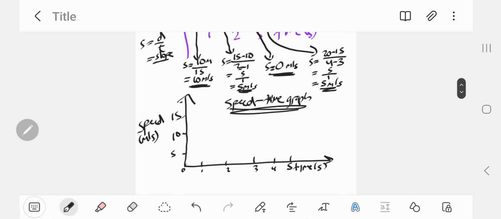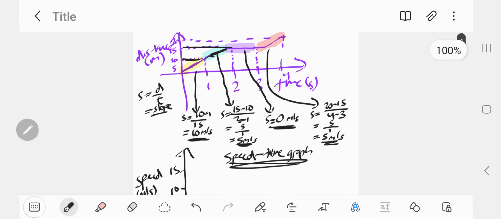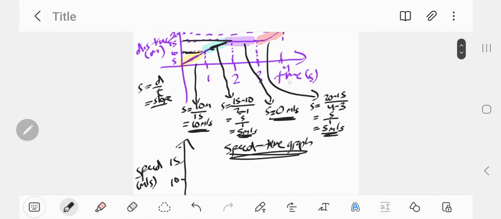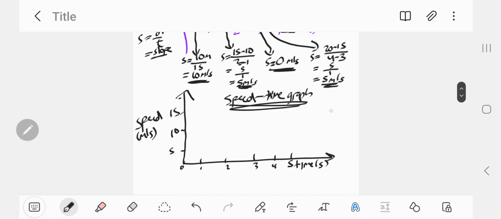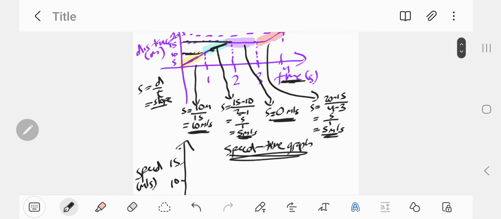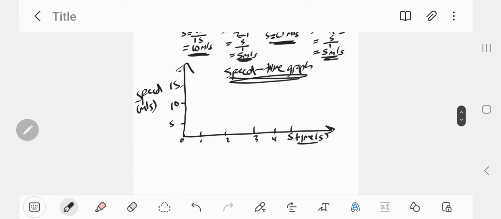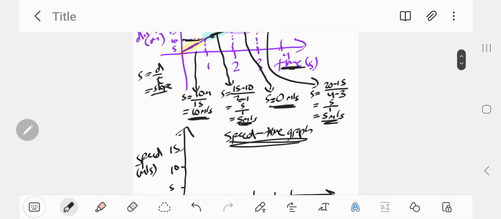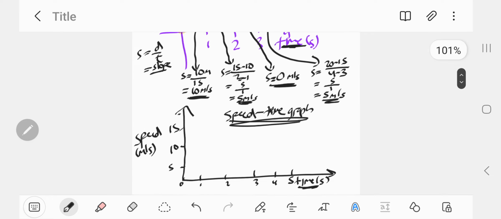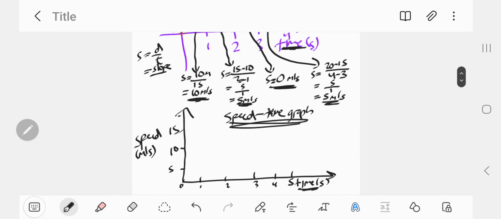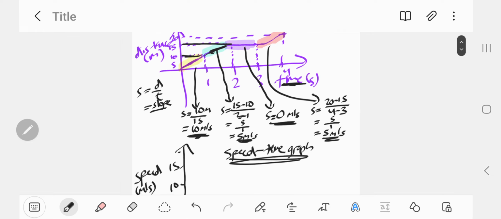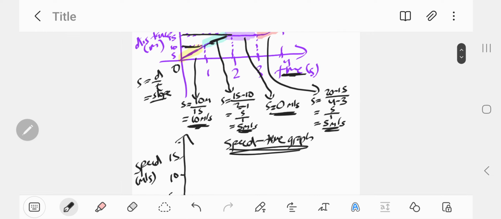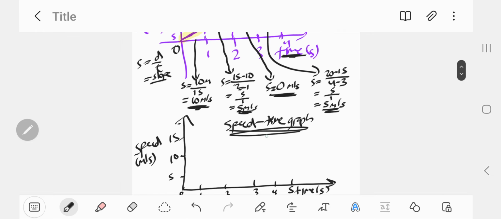Okay, so now what do we do? Well, we use the time. So the time is still the same. The time for the distance time graph and the time for the speed time graph, if that makes sense, it's the same, right? We're using the same time. So let's start off with the first segment: 10 meters per second between 0 and 1 second. So between 0 and 1 second, it's going at 10 meters per second, okay, constant speed.